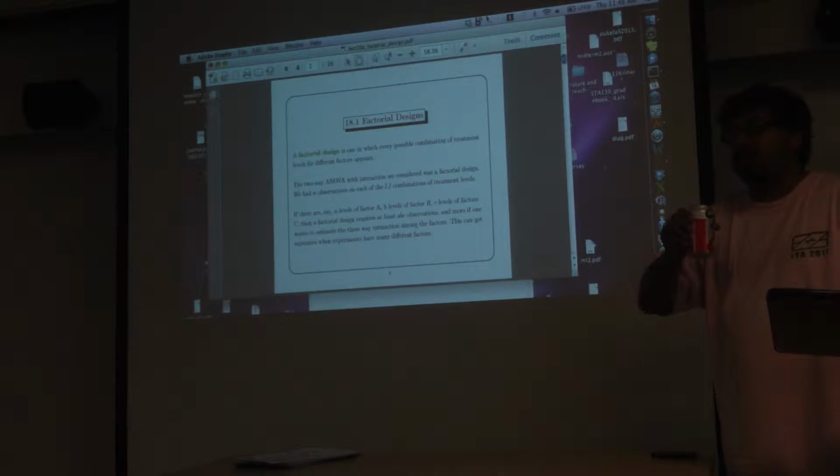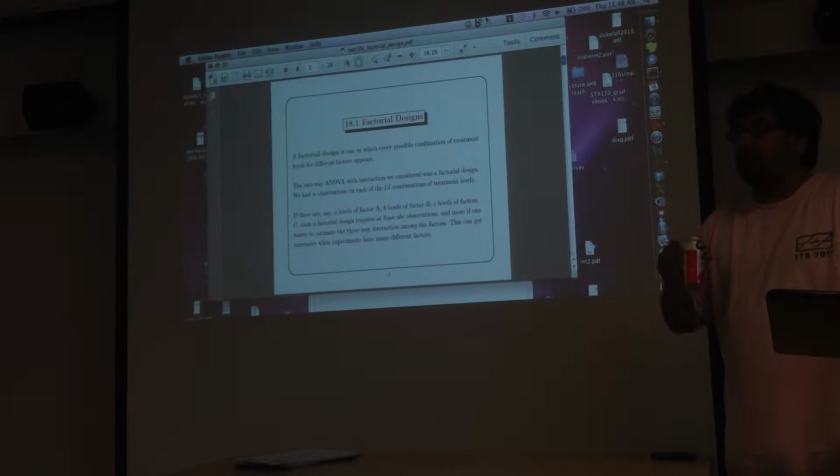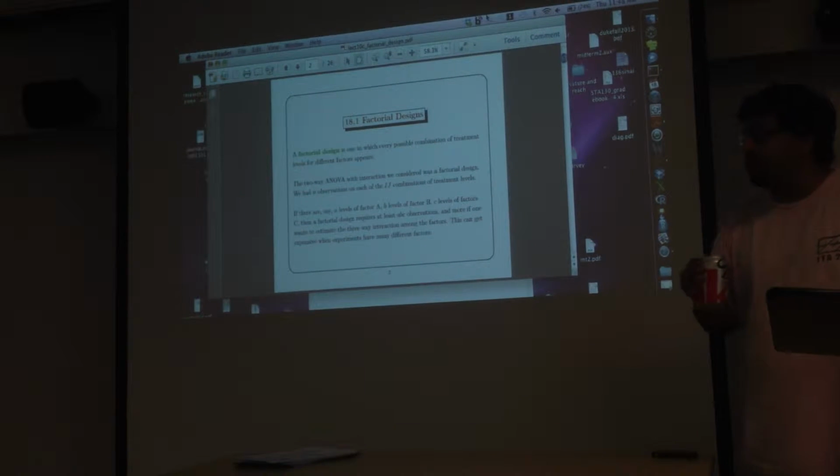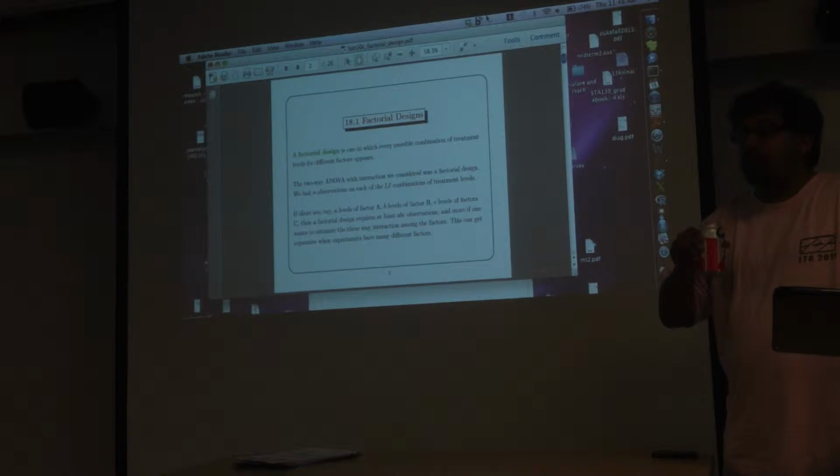So the question then arises, how can we try to understand what the main effects are and some subset of the interaction effects without having to have so many different runs, right? Without having to have so many different partitions. And that's the main idea, okay?